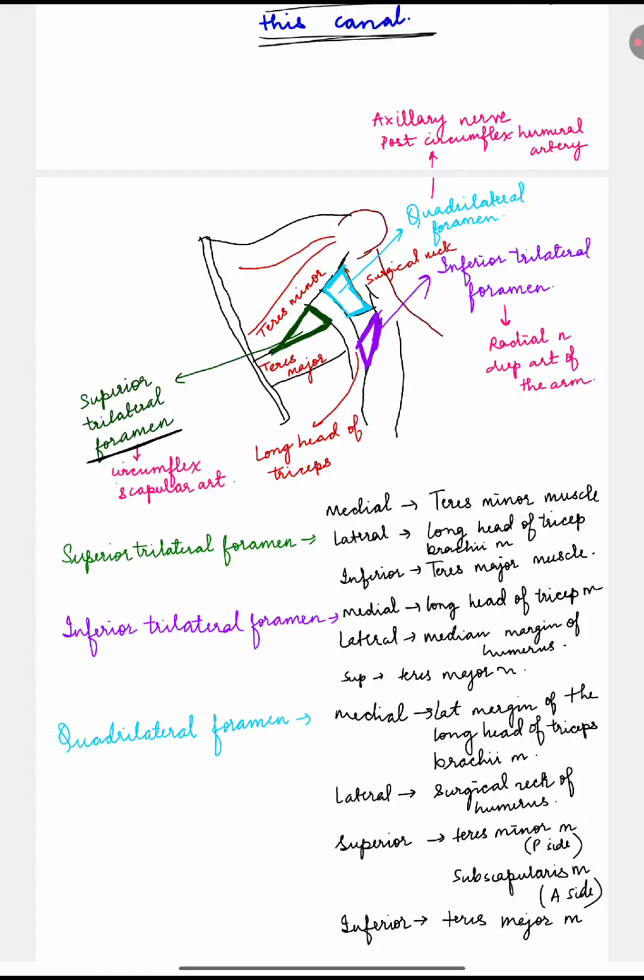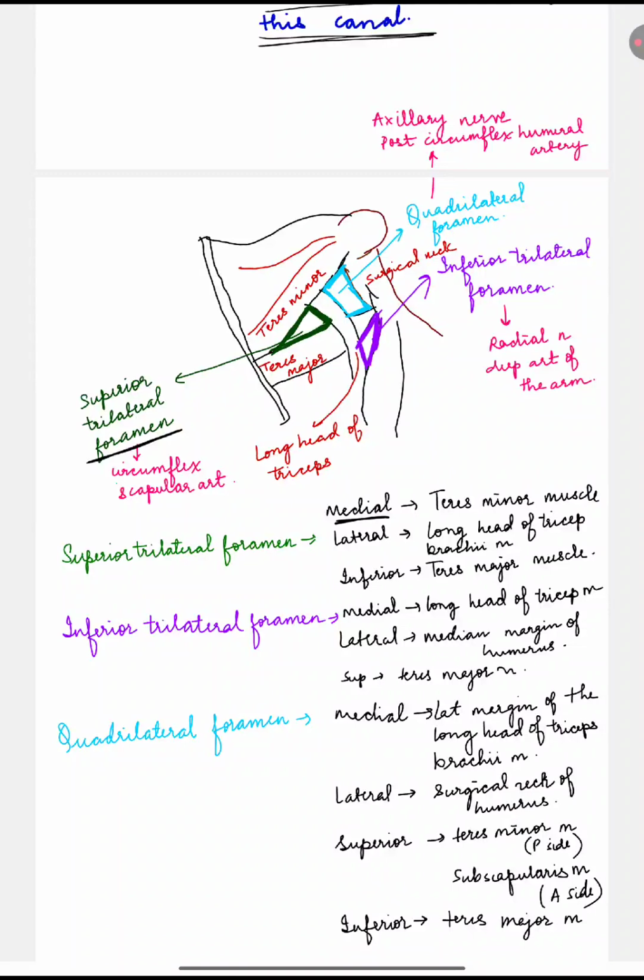Now what are the borders? Just remember these muscles: teres major, teres minor, long head of triceps, and the surgical neck of the humerus. These 4 structures make these 3 foramina. First is the superior trilateral foramen. Superior means it's up. Trilateral means 3 sides, and foramen means a kind of opening.